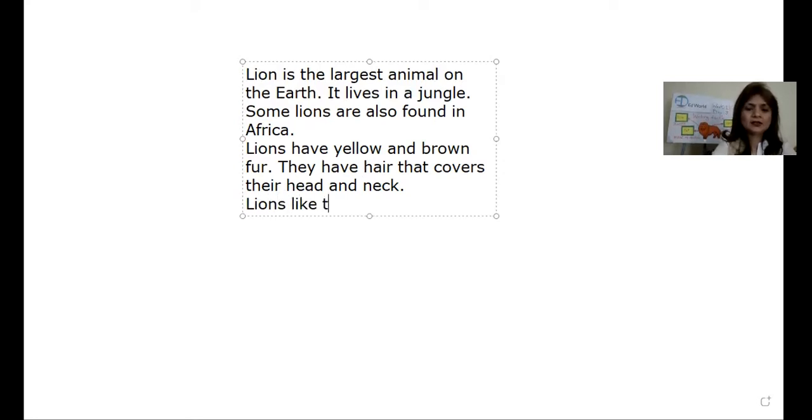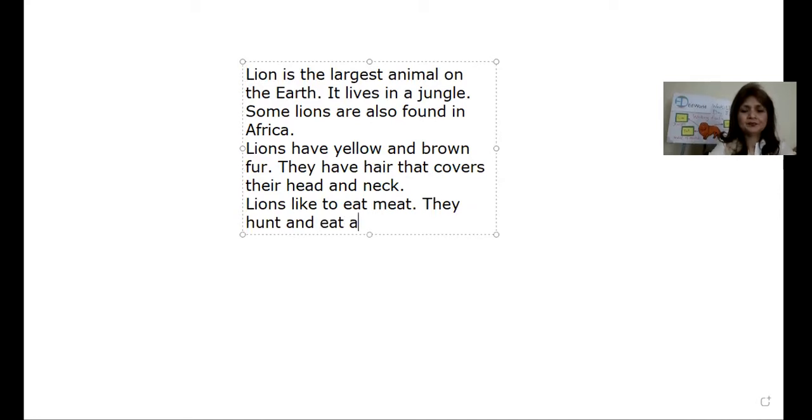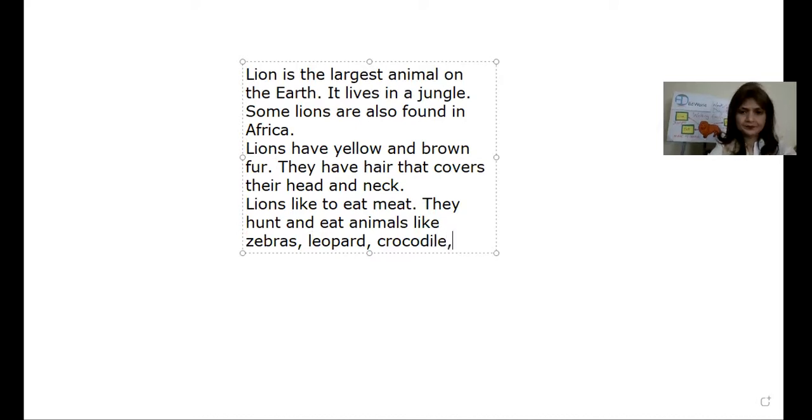Then lions like to eat. What do they like to eat? Meat, right? Meat. They hunt and eat animals like zebras, leopards, then crocodiles, turtles, and lizards. Okay.